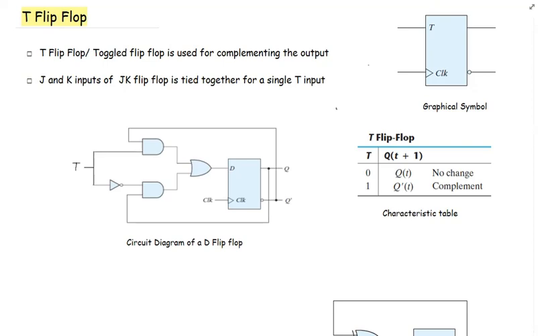Our topic today is T flip-flop. T flip-flop, or toggle flip-flop, is used for complementing the output. Before this one, we have covered a JK flip-flop. Let's review it again.